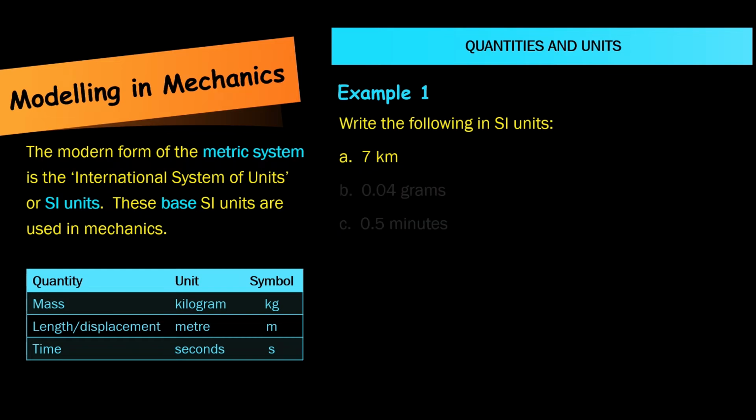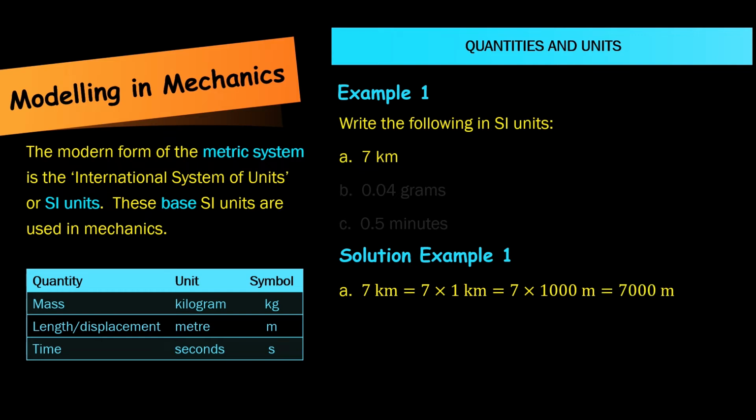Let's look at part A first. 7 kilometers equals, of course, 7 times 1 kilometer. We've highlighted 1 kilometer because we need to change that into meters. And of course, 7 times 1 kilometer is equal to 7 times 1,000 meters, which is of course equal to 7,000 meters.